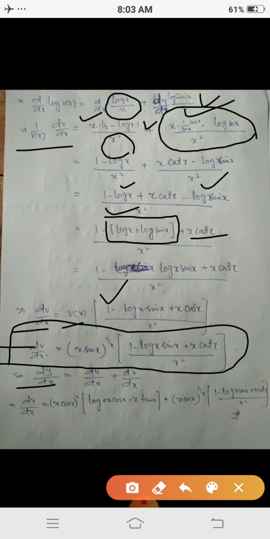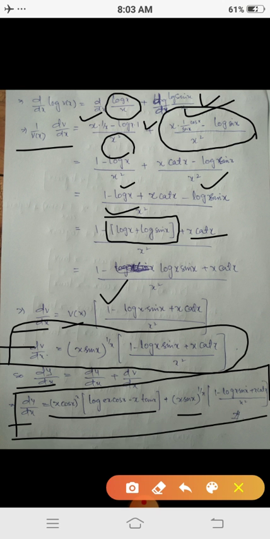Since we have to find this dy by dx, and dy by dx equals to du by dx plus dv by dx, which implies that dy by dx is x cos x raised x into log e x cos x minus x tan x plus x sin x raised 1 upon x into 1 minus log x sin x plus x cot x upon x square. So this is the required derivative for such function.